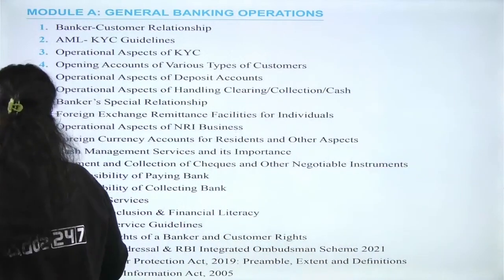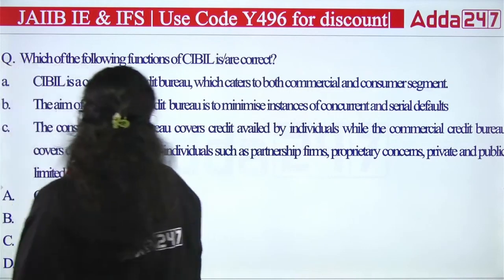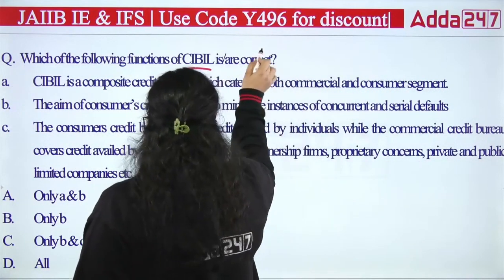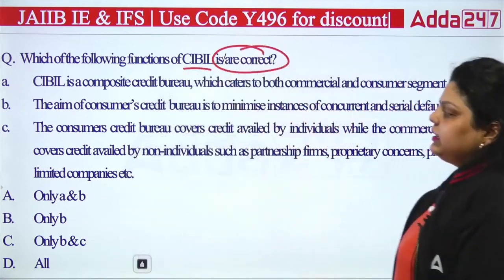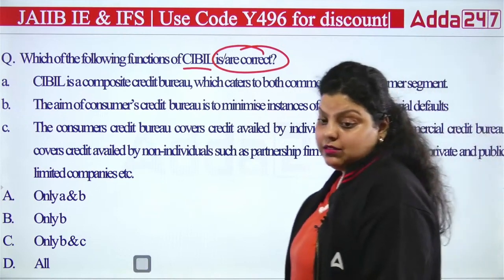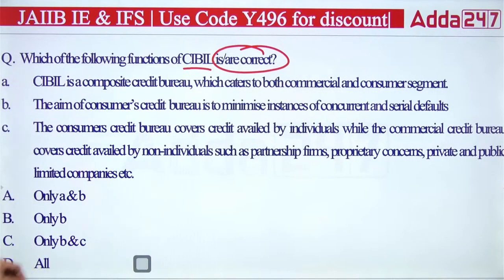Okay, now let's just start with the first question, which is talking about CIBIL. Which of the following functions of CIBIL are correct? There are three statements given in front of you. Out of them you have to answer which of the following functions of CIBIL is correct: A, B, C or D. Read them very carefully and let me know which is correct.